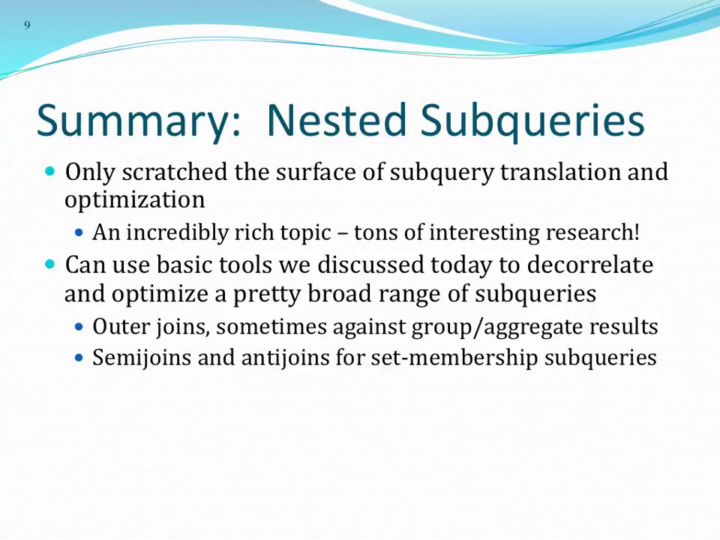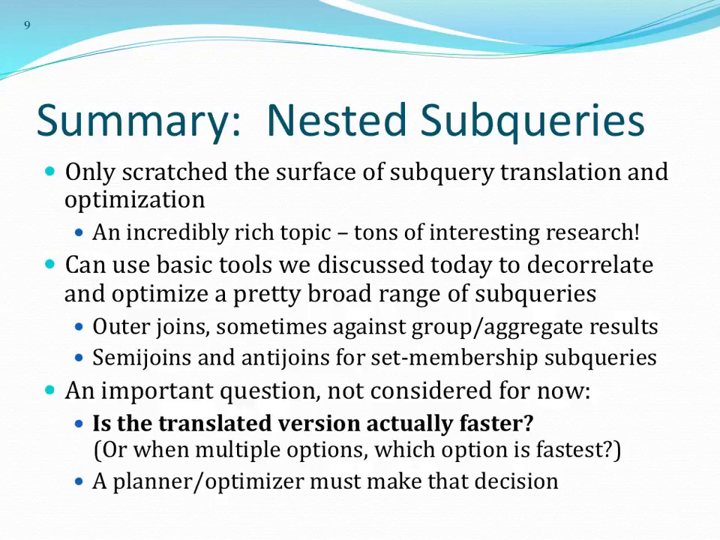Okay, so basic tools for decorrelating: outer joins, and sometimes you have to do grouping and aggregation if you're using this technique for subqueries in the select clause. That tends to be where you need grouping and aggregation. Semi-joins and anti-joins for these membership queries in where clauses, having clauses, and so forth.